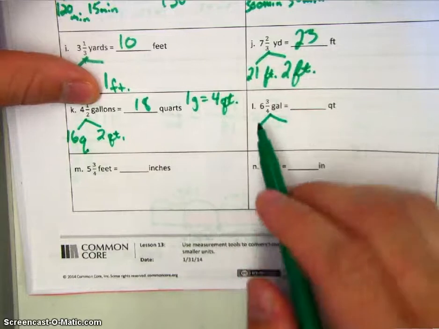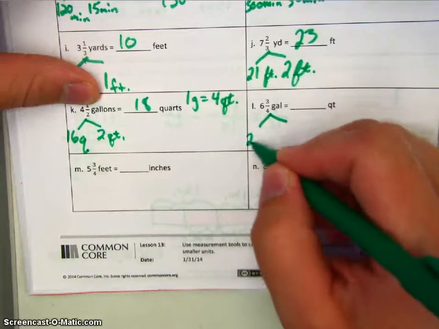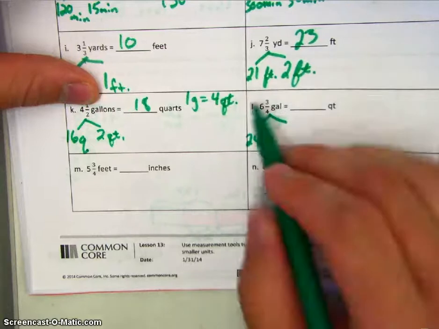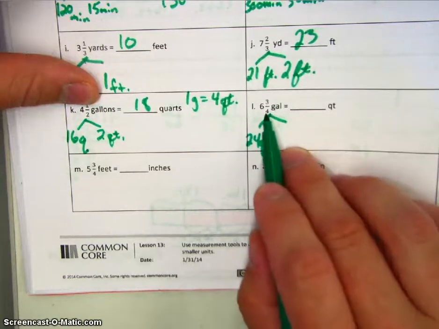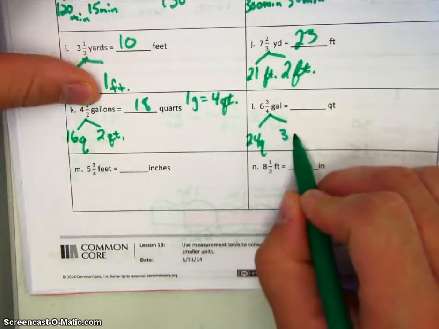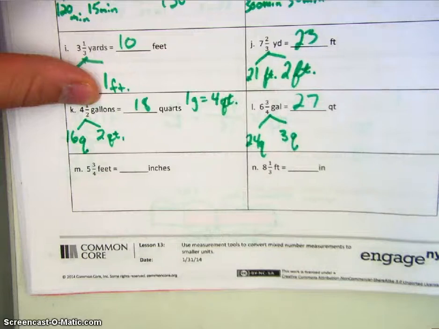Okay, same thing with our next one. So we do 6 times 4 to get our 24 quarts. And then 3/4 of a gallon. Okay, so again, if 1 gallon has 4/4, 3/4 of a gallon would then have 3 quarts. So we add those up and get 27.